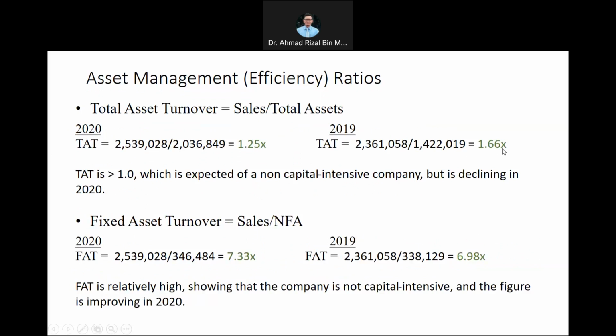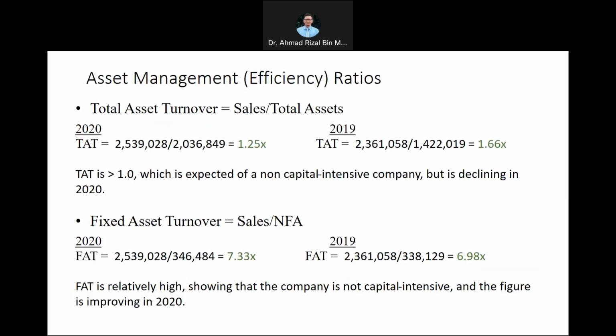But for certain companies, especially those in capital intensive industry, such as airline, for example, or automotive industry, it is normal to see total asset turnover to be less than 1. In those companies, the total assets are much greater than sales generated annually. So it is not uncommon to see that, but only in capital intensive industry.